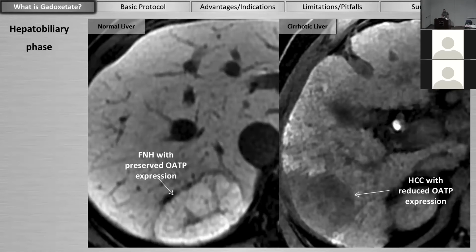And why is the bile duct bright? Because this contrast agent gets excreted by so-called transporters called MRP2 into the bile ducts. So the bile ducts are also going to be bright. And by the way, I don't know if you can appreciate it, here's a bright bile duct right there in the normal liver.